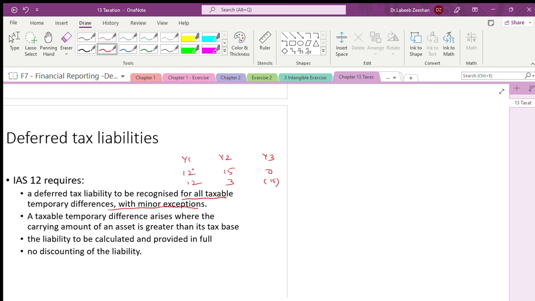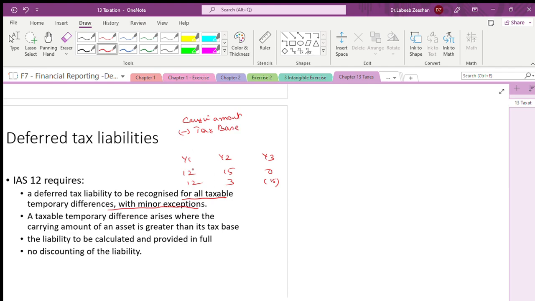The next year the provisions will decrease. This is the temporary difference. What is the temporary difference? The temporary difference is the carrying amount minus the tax base. Is it right? Now you understand.